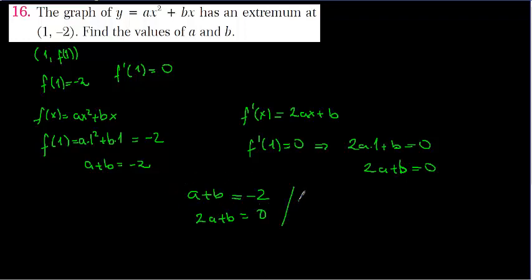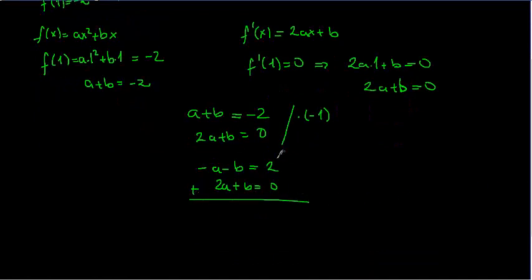This is the system solution, and I'm going to multiply the first one by minus 1, then it's going to be minus a minus b is equal to 2, and 2a plus b is equal to 0. Side by side, if we add them, we will find the result: a is equal to 2. And if a is equal to 2, a plus b, if you remember, is equal to minus 2. 2 plus b is equal to minus 2, and b is going to be equal to minus 4 in this case.